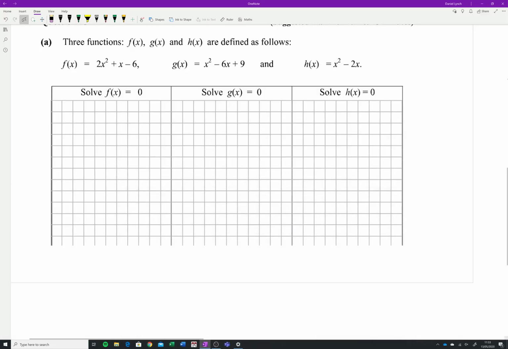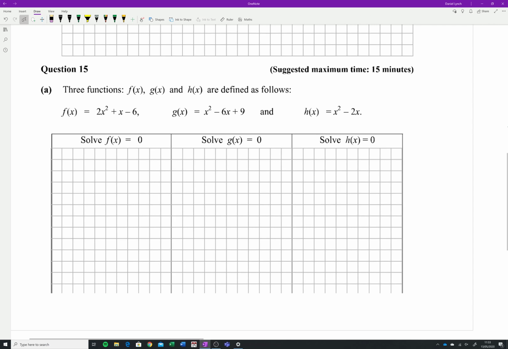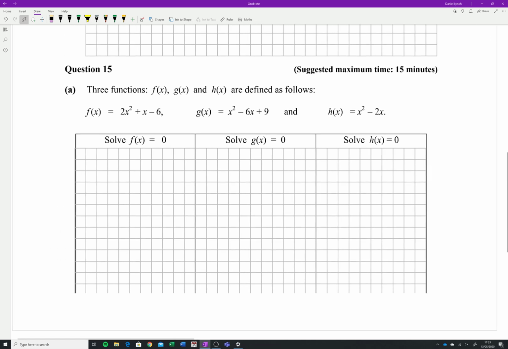Hi gents, we're going to have a quick look here at question 15. This is the little exercise that I told you to do on quadratics. So it's just a good revision now before we give you your assessment. So let's just have a quick little look at it.